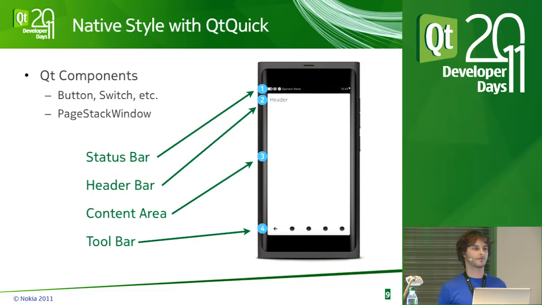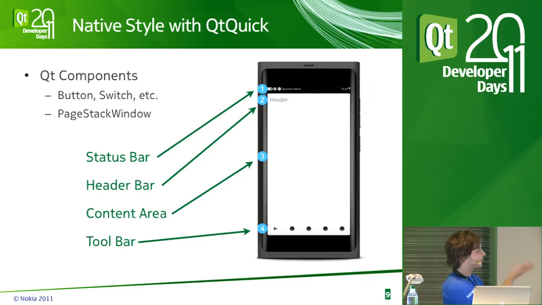It provides you with a lot of components like button, switch, checkbox, or progress bar. But there's one, I think, the most important one. It's created automatically by Qt Creator when you create a project. It's the item called PageStackWindow. Basically, it allows you to get what you see on the right part of the screen. It's the main application layout. It gives you a status bar, a content area, and you can put a header bar and a toolbar. So just by using this item, you will get automatically all that you see here on the right.